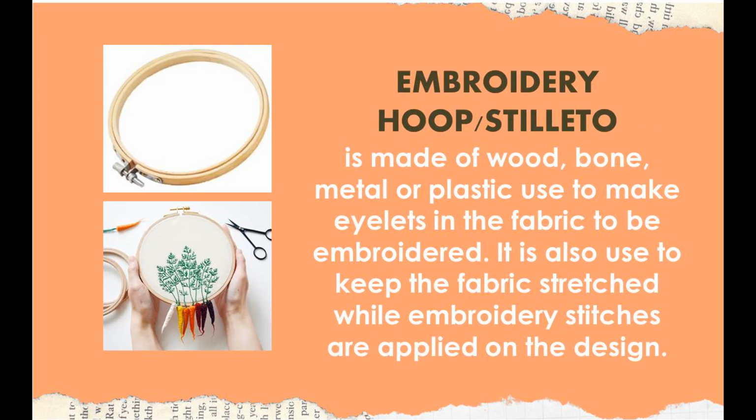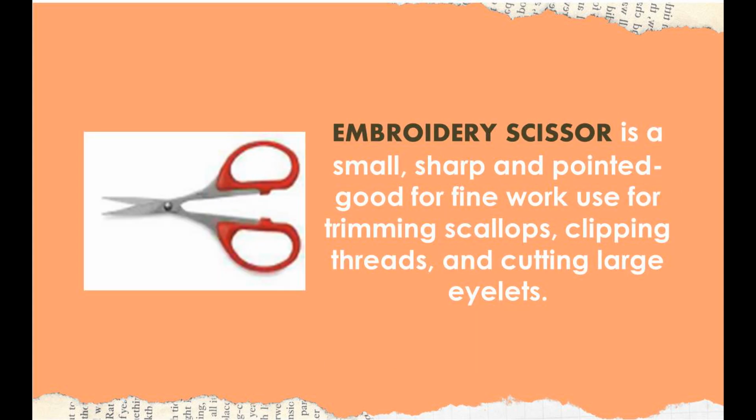Embroidery hoop/steel toe. Embroidery hoop/steel toe is made of wood, bone, metal or plastic used to make eyelets in the fabric to be embroidered. It is also used to keep the fabric stretched while embroidery stitches are applied on the design. Embroidery scissor. Embroidery scissor is a small, sharp and pointed good for fine work used for trimming scallops, clipping threads, and cutting large eyelets.